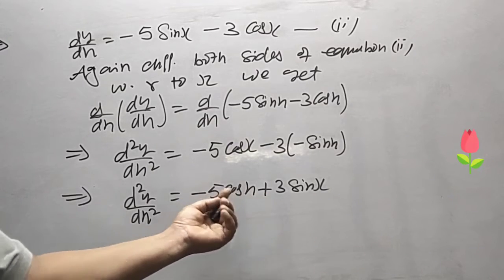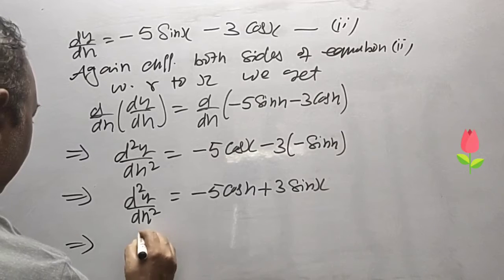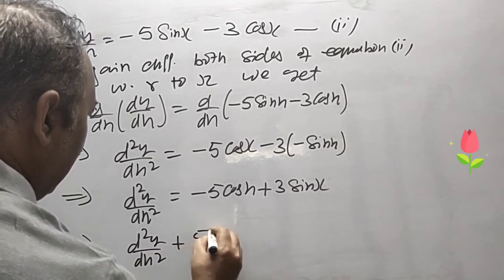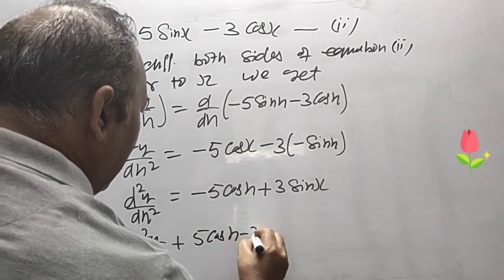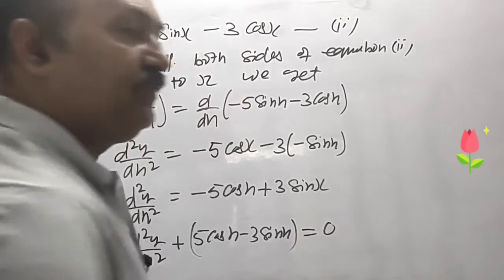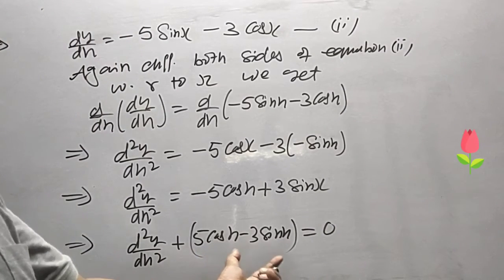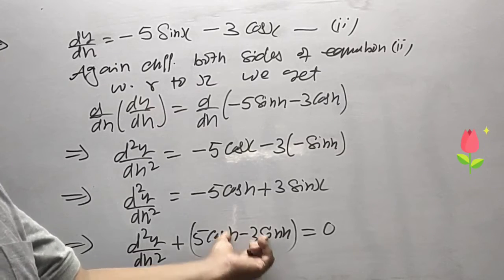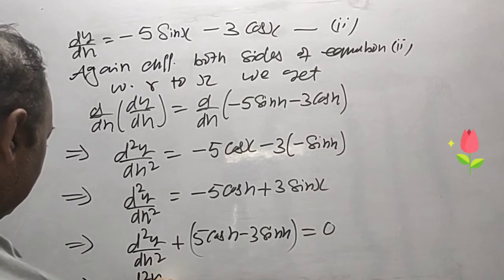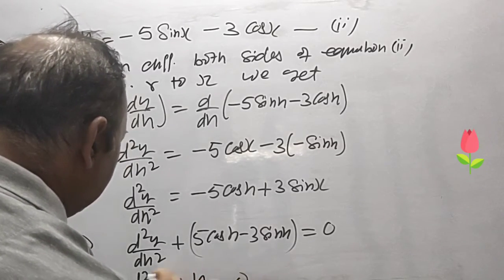If we take this to the left hand side, we get d2y upon dx square plus 5 into cos x minus 3 into sin x is equal to 0. Now from equation number 1, putting this value, this is the value of y. Hence this question becomes d2y upon dx square plus y is equal to 0.